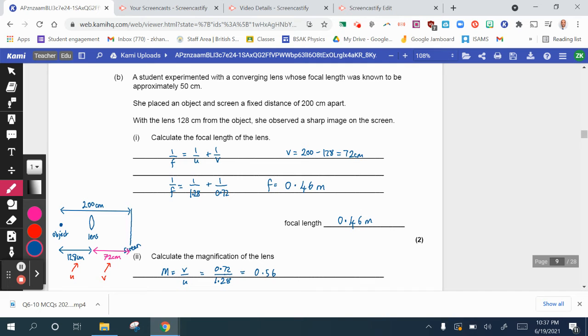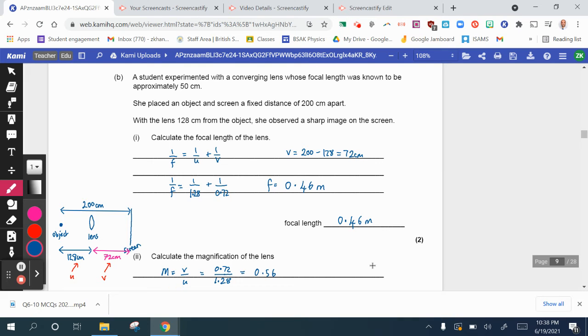Question part B. It's really important to draw pictures when there's a lot of information. It's about lenses, focal lengths, and the distance between objects and the lens. So why not draw something out somewhere on the page. Let's read this out. A student did an experiment. The focal length is 50 centimeters. She places an object and the screen a fixed distance of 200 centimeters apart.